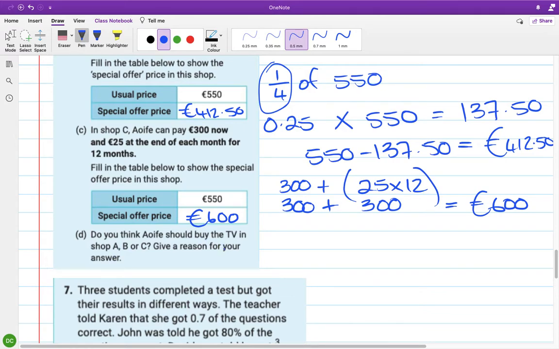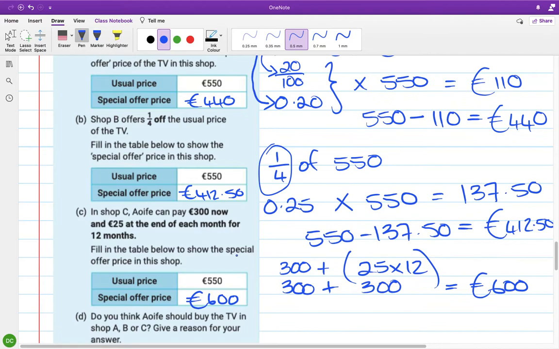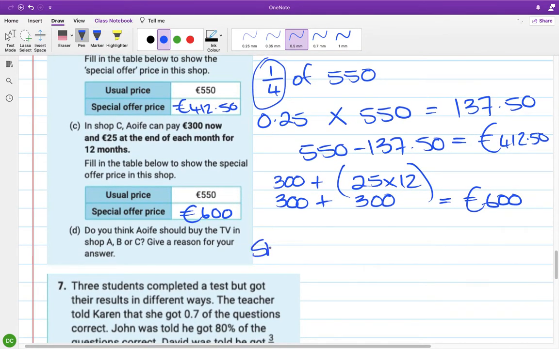So do you think you should buy the TV in A, B or C? Purely on price and assuming you have the money for it, shop B is the obvious choice.